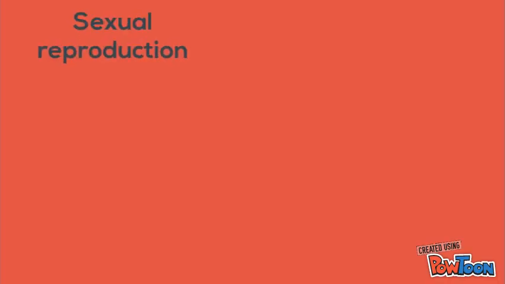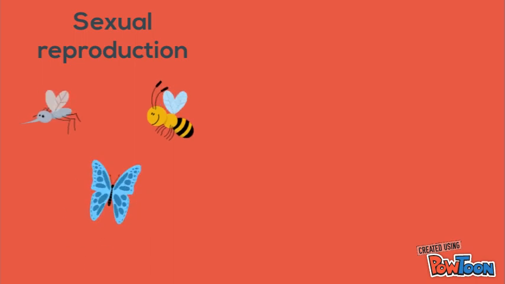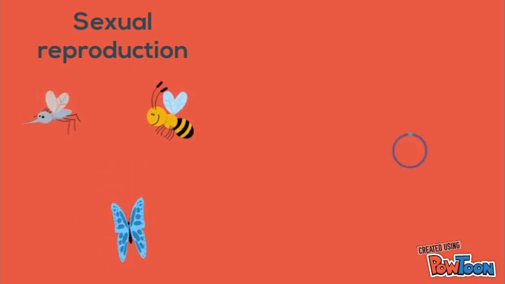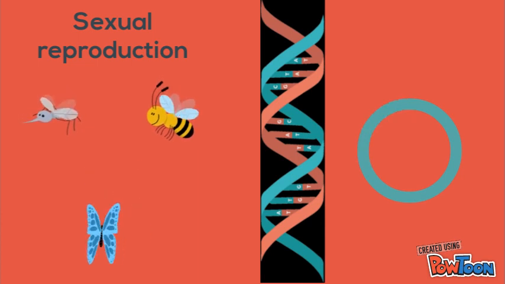Sexual reproduction might well be the most important adaptation ever acquired by living organisms. It provides a mechanism for shuffling and recombining genetic information from two parents to create new genotypes that can be tested in the fire of natural selection.